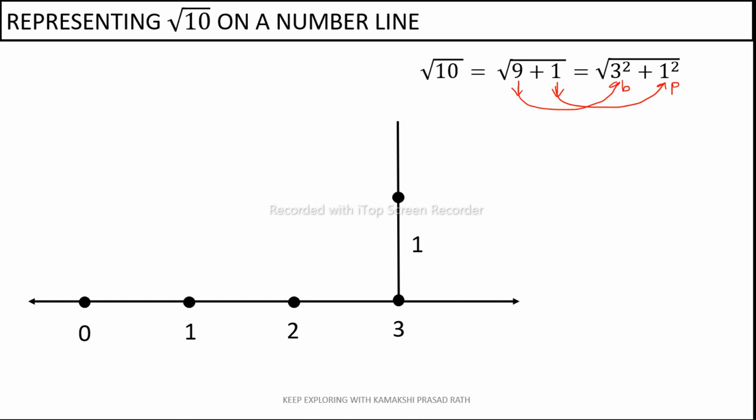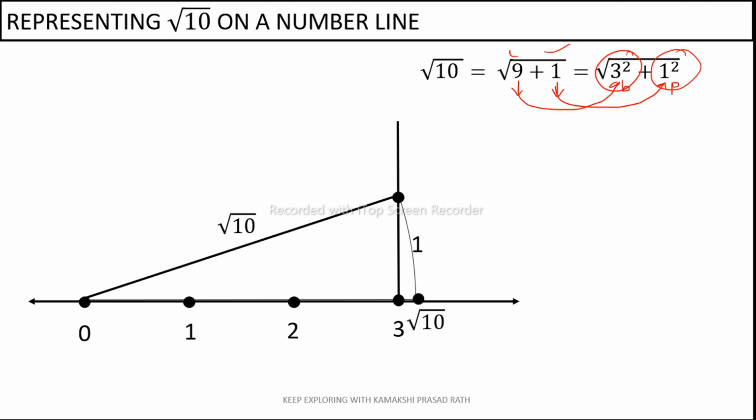So from the calculation, we have got 3, we have got 1. So b square and p square. So 3 square becomes 9, 1 square becomes 1. So 9 plus 1 will give us 10. So our hypotenuse is root over 10. After getting the hypotenuse, we need to just plot it on the number line and get our required point. So this will be root 10.